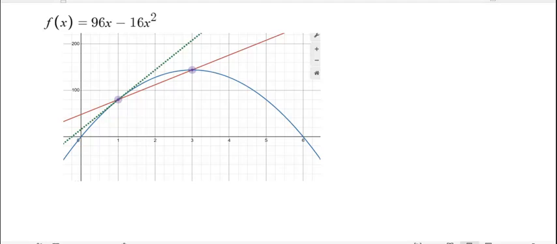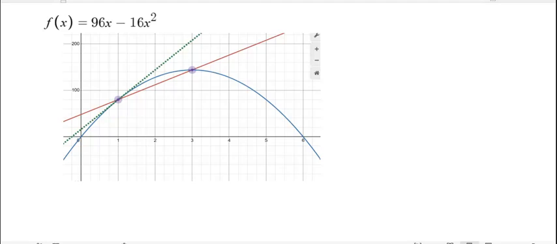Okay, consider this function, the blue function, the curved function, the parabola. f of x equals 96x minus 16 squared. And you've got two lines here that we've talked about: a secant line, the red line, and a dotted green line, which is the tangent line. A tangent line just hits at one point. A secant line goes through two.